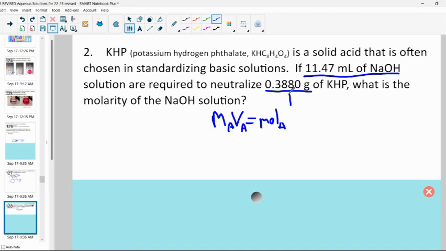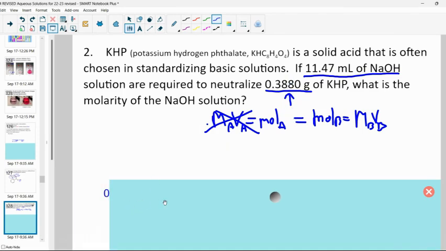Here, I have grams. Let's think back to just basic stoich. Basic stoichiometry says, well, I can take these grams and just convert to moles, right? If I take these grams and convert to moles, that bypasses that MAVA step because I get moles a different way. It's still the same number of moles. It's just a different way to get that. And I can still set that equal to my moles of base, which is MB VB.